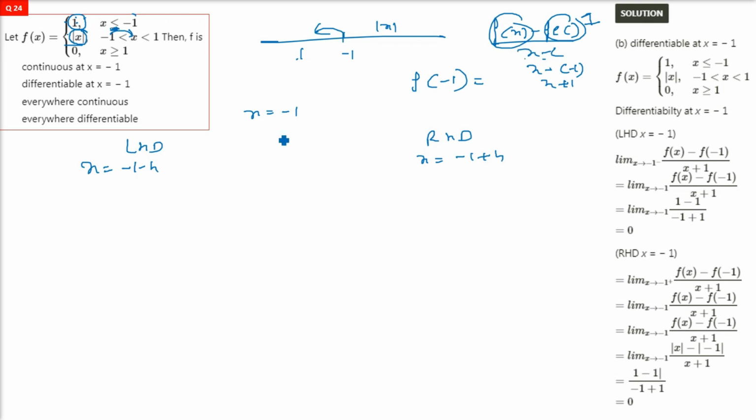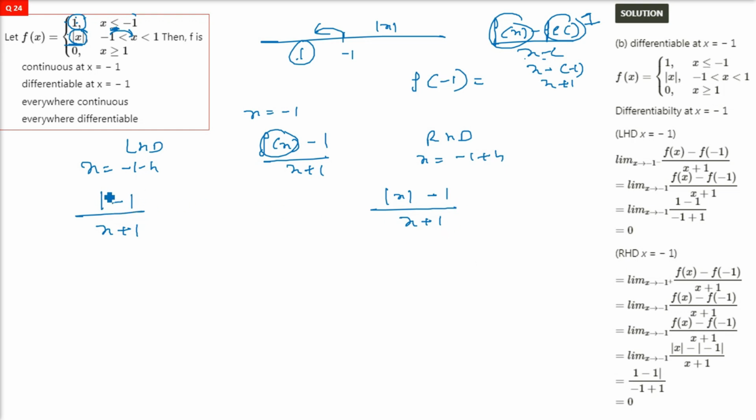Okay. So the simplified function we will use for LHD and RHD is f(x) minus 1 divided by x plus 1. So you just have to replace f(x) first. For that case, you will write limit x tends to negative 1 minus, and limit x tends to negative 1 plus. So 1 minus 1 divided by x plus 1. On the right, you are going to use what? Because f(x) we have replaced by 1 on the left hand derivative. Right hand derivative, you have to replace it by modulus x. Modulus x minus 1 by x plus 1.